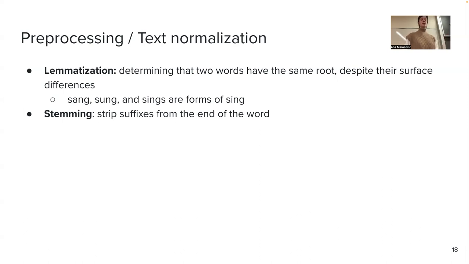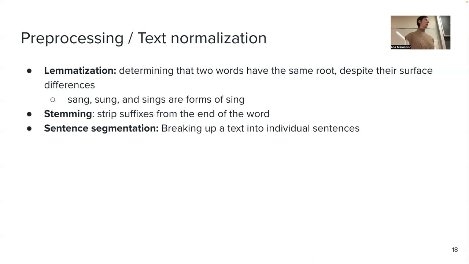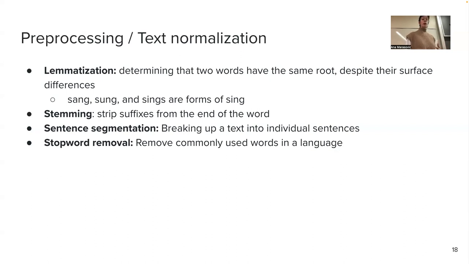Stemming means that you can strip the suffixes from the end of the word. Same idea, you want something that makes the words look more similar because they are connected. You can break text into individual sentences, which is called sentence segmentation. You might want to decide to remove stop words. Stop words are commonly used words in a language. For example, in English, these are a, the, is, are. You might want to remove them because you deem that they occur a lot. So for example, again, if you want to measure whether two things are similar, they might seem more similar than they actually are just because they share a lot of these commonly used words. And you want to focus on those words that are less commonly used, that make text more distinct when we compare them.